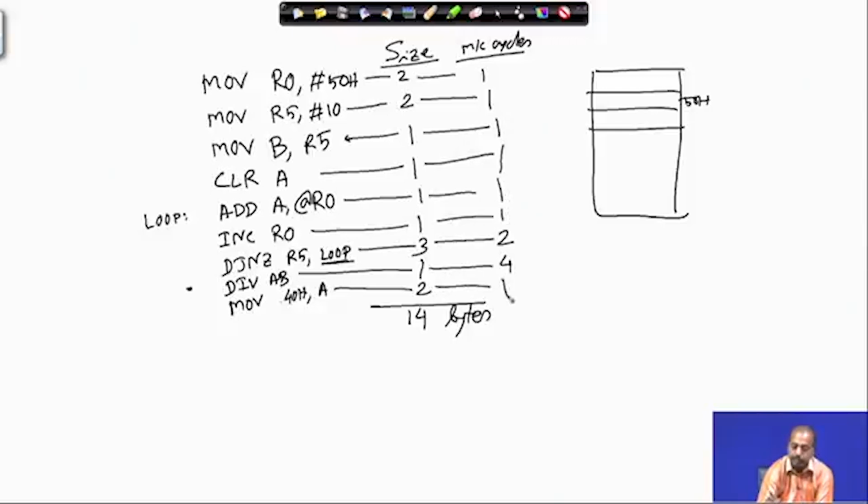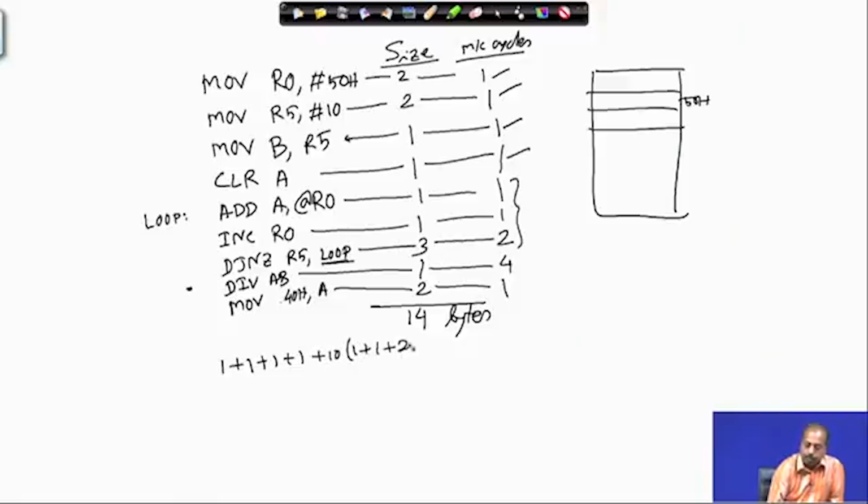All of them take 1 machine cycle. If you are trying to compute the total number of machine cycles needed, it is 1 plus 1 plus 1, then the next instructions, 1, 1 and 2, are repeated 10 times. So next is 10 into (1 plus 1 plus 2). Then this one takes 4 machine cycles, and this takes 1 machine cycle. If you sum them, the whole thing turns out to be 49 machine cycles.